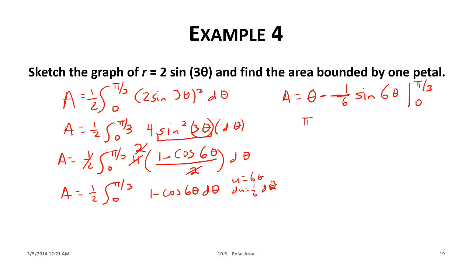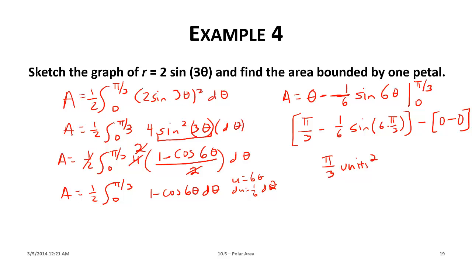When you apply it in, you get pi over 3 minus 1 over 6 sine of 6 times pi over 3, minus, well, 0 times sine of 0 will be 0, so it's 0 minus 0. You get this up here. You should get pi over 3 units squared.